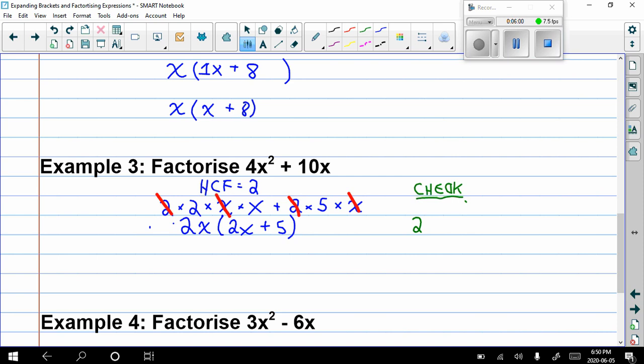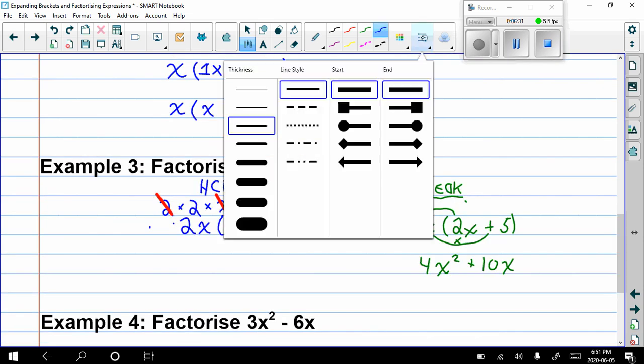So we have 2x bracket 2x plus 5. So 2 times 2 is 4. x times x is x squared. And then 2x times 5, well, 2 times 5 is 10, and x. Indeed, that's what we started with.